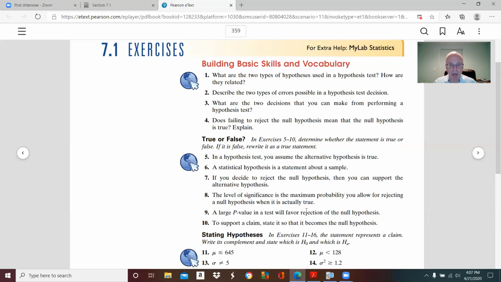Number 9, a large p-value in a test will favor rejection of the null hypothesis. No. It's when the p-value is smaller, when it's less than or equal to alpha. So that's obviously false. And number 10, to support a claim, state it so that it becomes the null hypothesis. Well, the claim could be either the null or the alternative hypothesis. So that's false. All right.